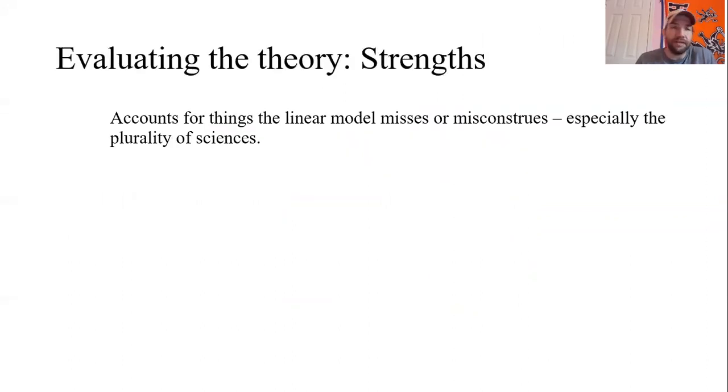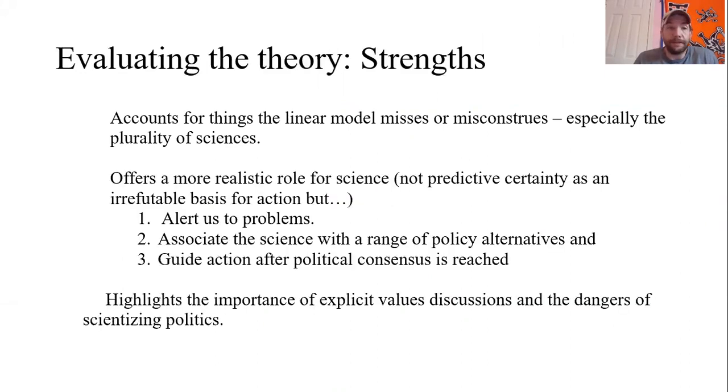So what are the strengths of this theory? Well, it accounts for things the linear model misses, right? Especially the plurality of the sciences. We've said that. Maybe it offers a more realistic role for science. So, whereas the linear model sort of sets science up to provide us with objective facts and predictive certainty about what is and what is going to happen, maybe science has a more modest role.